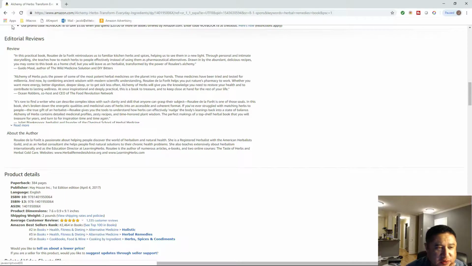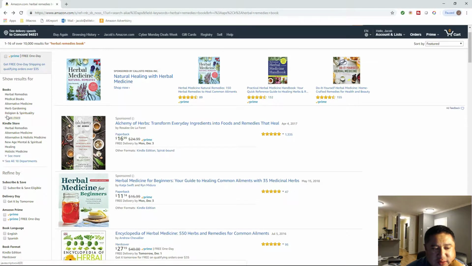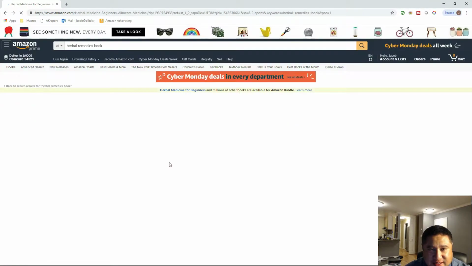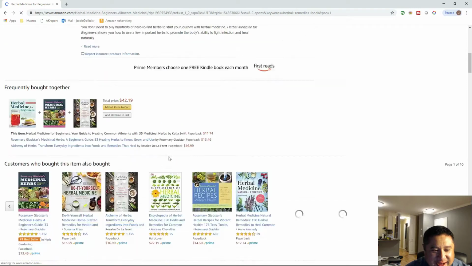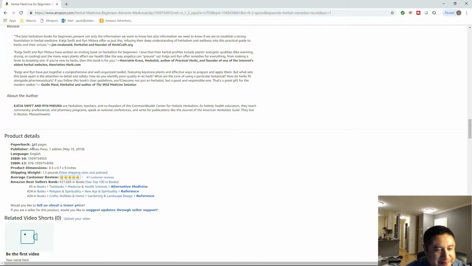These books are going to sell well. Anytime you have a popular keyword that's related to medicine or herbal remedies or even holistic stuff, it's going to be super popular. It's the meta thing right now. It's the in thing. It's so mainstream. So people are into that natural stuff.